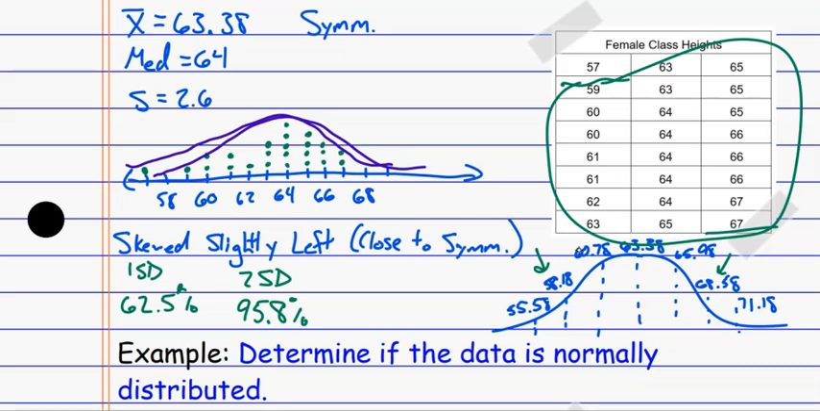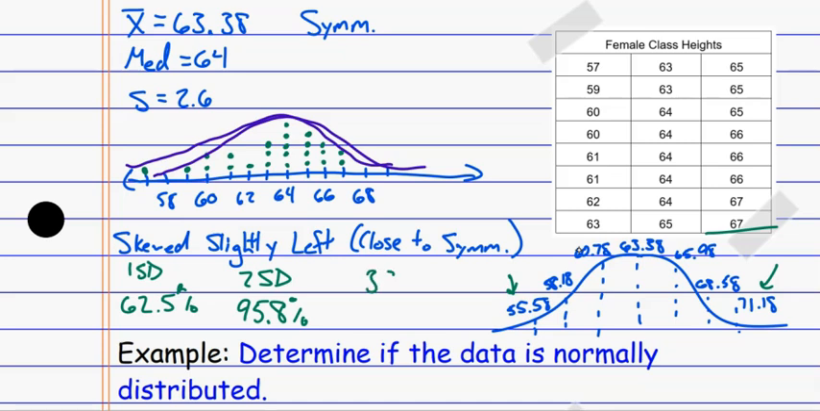And then lastly, if I look at three standard deviations, and this one's really an easy calculation to do, three standard deviations would be anything from the 55.58 to the 71.18. Well, that's all of them, okay? So all 24 of these. So within three standard deviations, I'm looking at 100% of the data, okay?